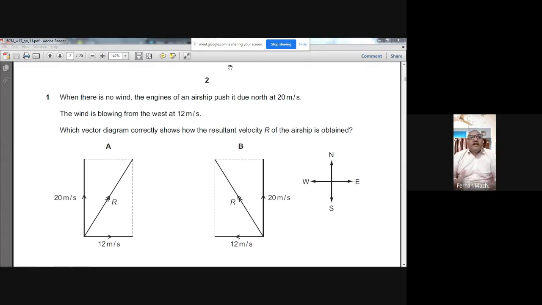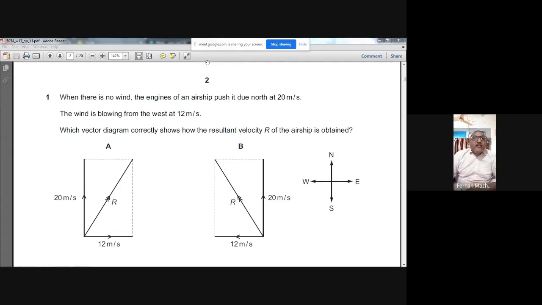Okay, you see here I have two vectors he's giving us. Two vectors, one in the north direction and the other one in the west direction. One is due north, means it is going towards the north, and the other one is blowing from the west. So from the west means it's flowing on your page from left to right.